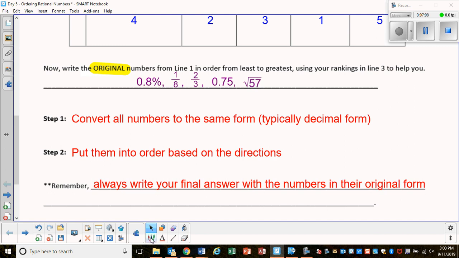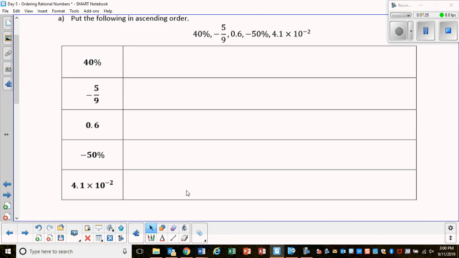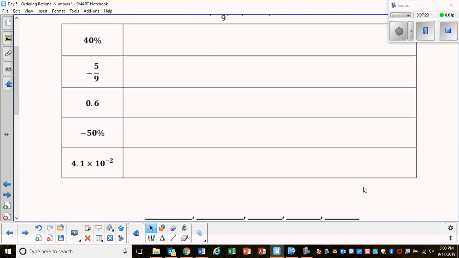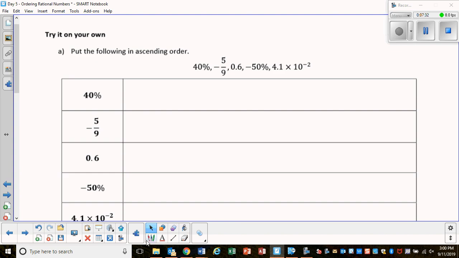Original form again. Really important. Alright. Now, you guys are going to try to put these in order. So you're going to convert them, and then you're going to try to order them, and then you're going to write them in the order. So the order is ascending, so pay attention to it. Ascending order. Make sure you know what order that means.